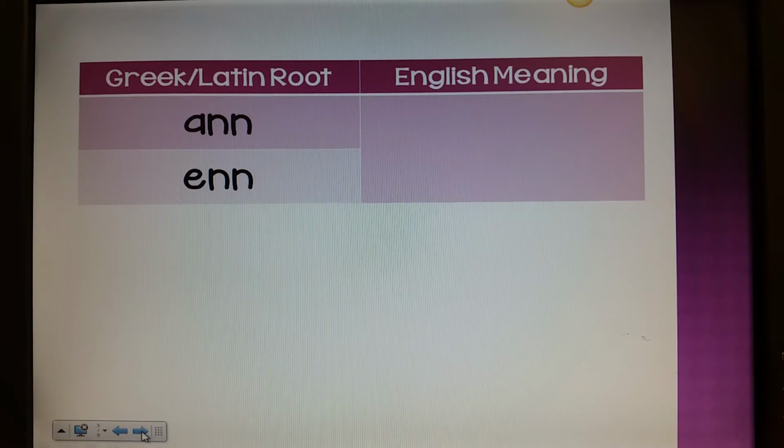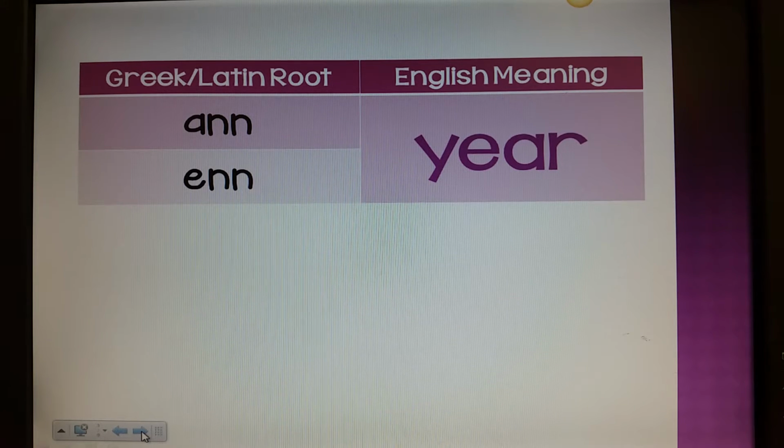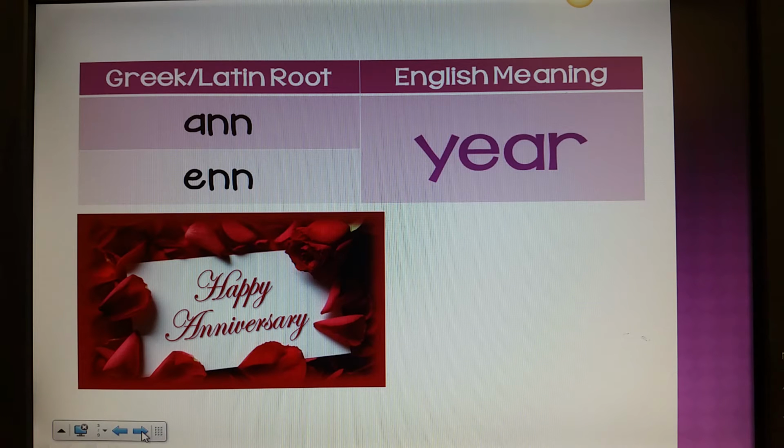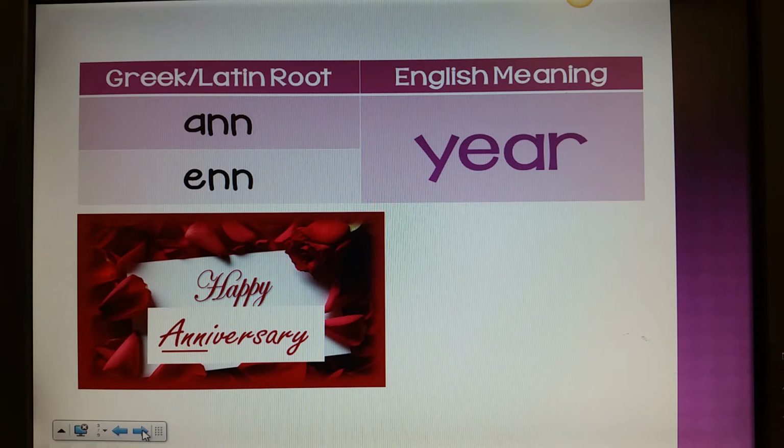So we have our root an, spelled A-N-N, and en, spelled E-N-N. The English meaning for these roots is year or yearly. Let's see an example of this root. We have happy anniversary. Maybe you've celebrated an anniversary or your parents celebrated an anniversary. The an in anniversary reminds us that this is something that happens every year.